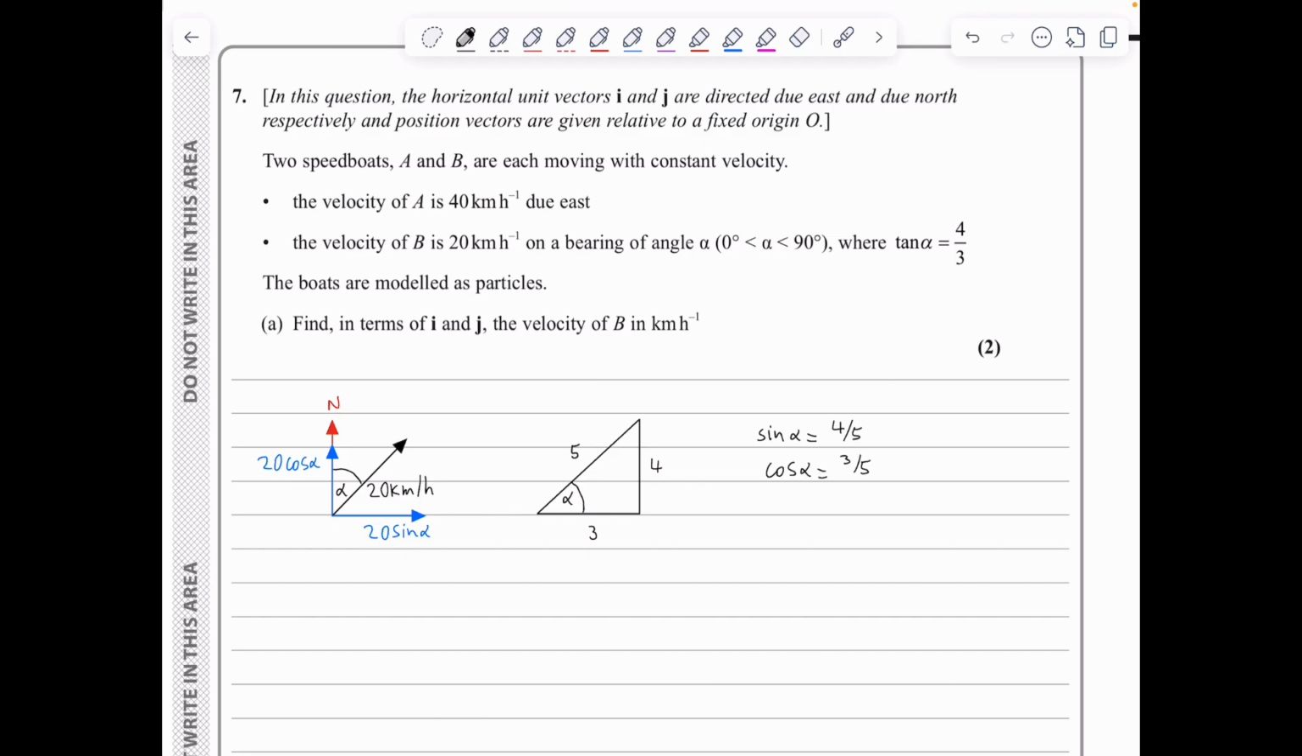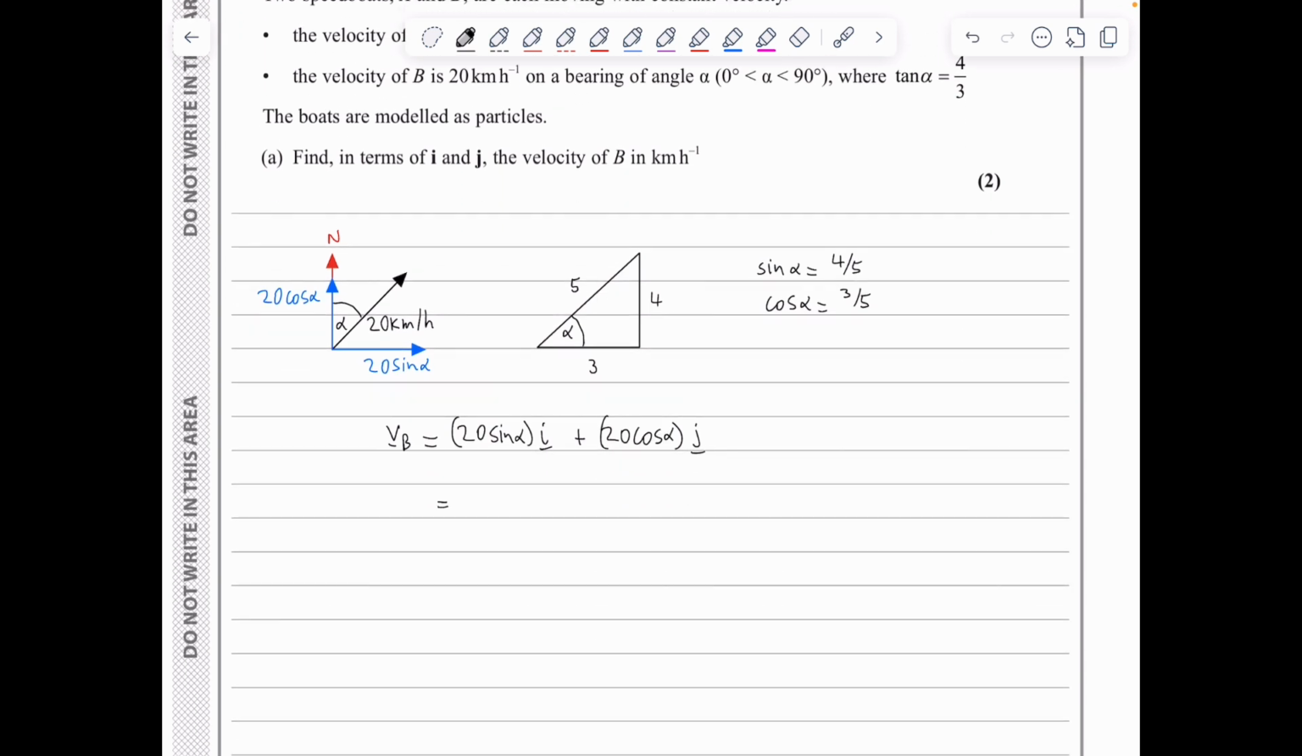This means we can proceed for the velocity of the boat B, which is the i component, which is 20 sine alpha i, plus the j component, which is 20 cos alpha j. Now we'll be replacing sine alpha with 4/5, so we're looking at 20 times 4/5 i plus 20 cos alpha, and cos alpha is 3/5, so 20 times 3/5 j, which simplifies to 16i plus 12j, and this is kilometers per hour for the velocity of the boat B.